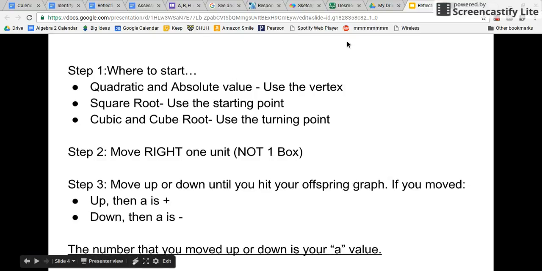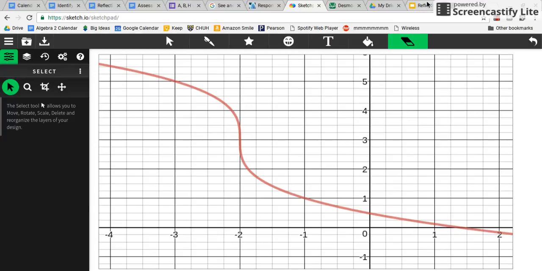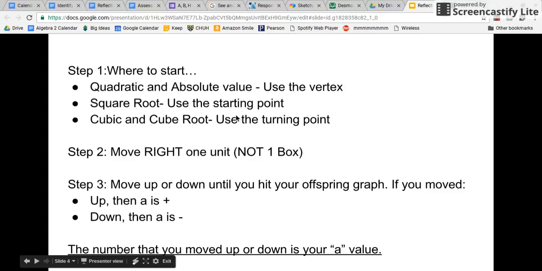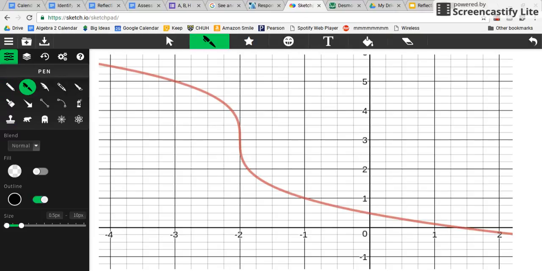So let's check this out and try it. So I've got this graph right here. It is a cube root, I can see, because it looks like a river running east to west. And I know my cube root, it told me I have to start at the turning point. So the turning point's in the center. So I'm going to go ahead and start right here in the center.